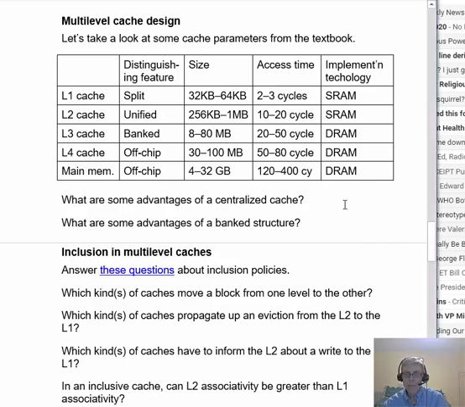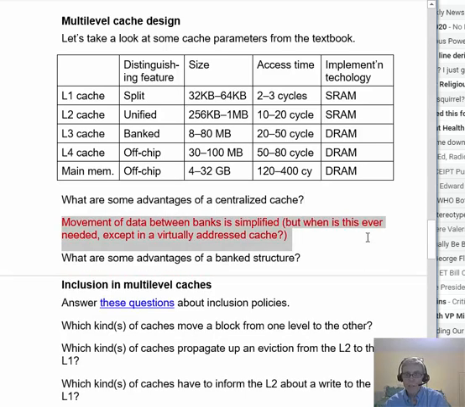So, comparing centralized versus banked structure, what are some advantages of centralized? Well, the first is that movement of data between banks is simplified. But as far as we've covered in this class, the only time we've seen when data actually needed to be moved was in a virtually addressed cache, or virtually indexed and tagged, when one process shares data with another process and there's a process or task switch between the two.